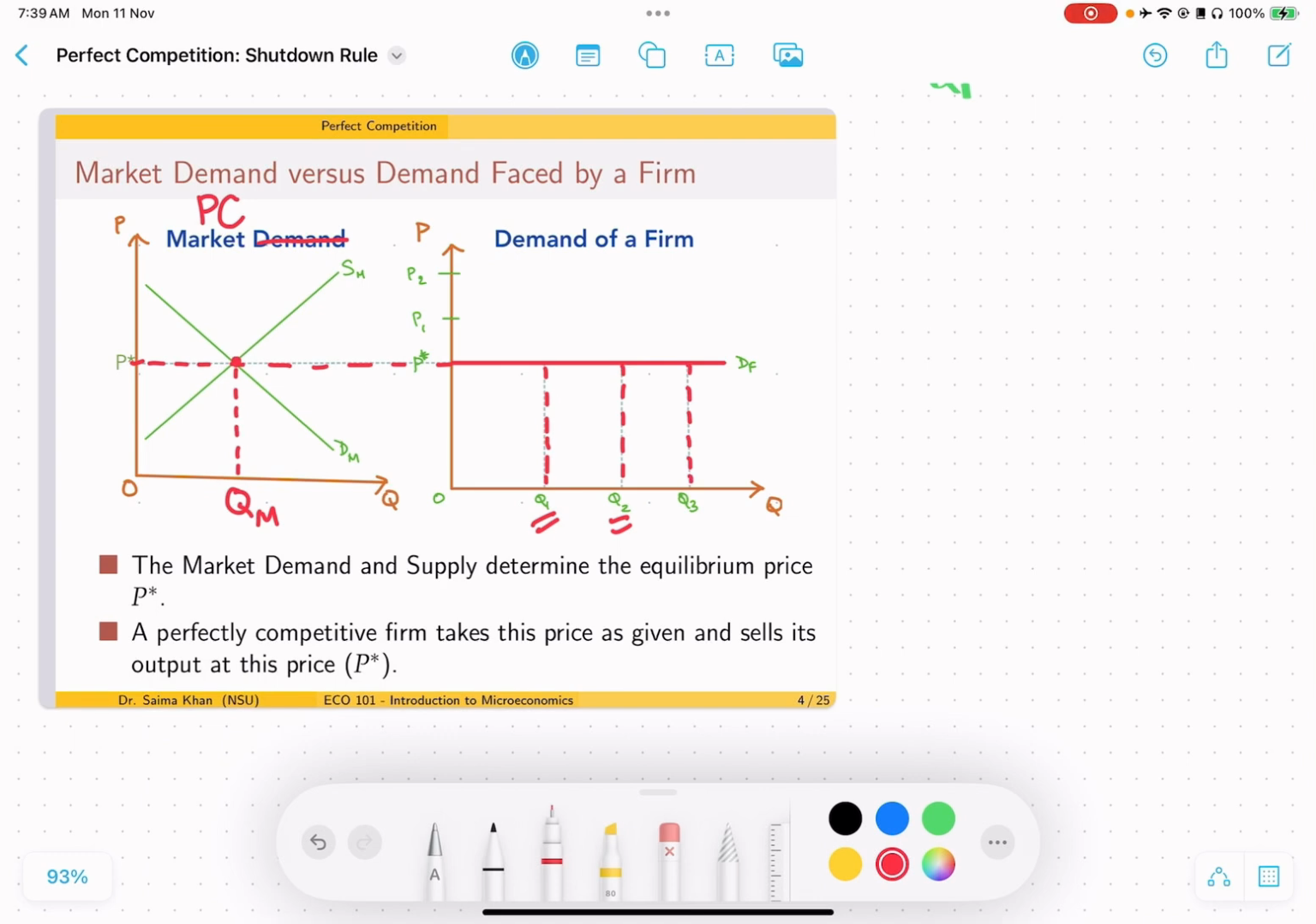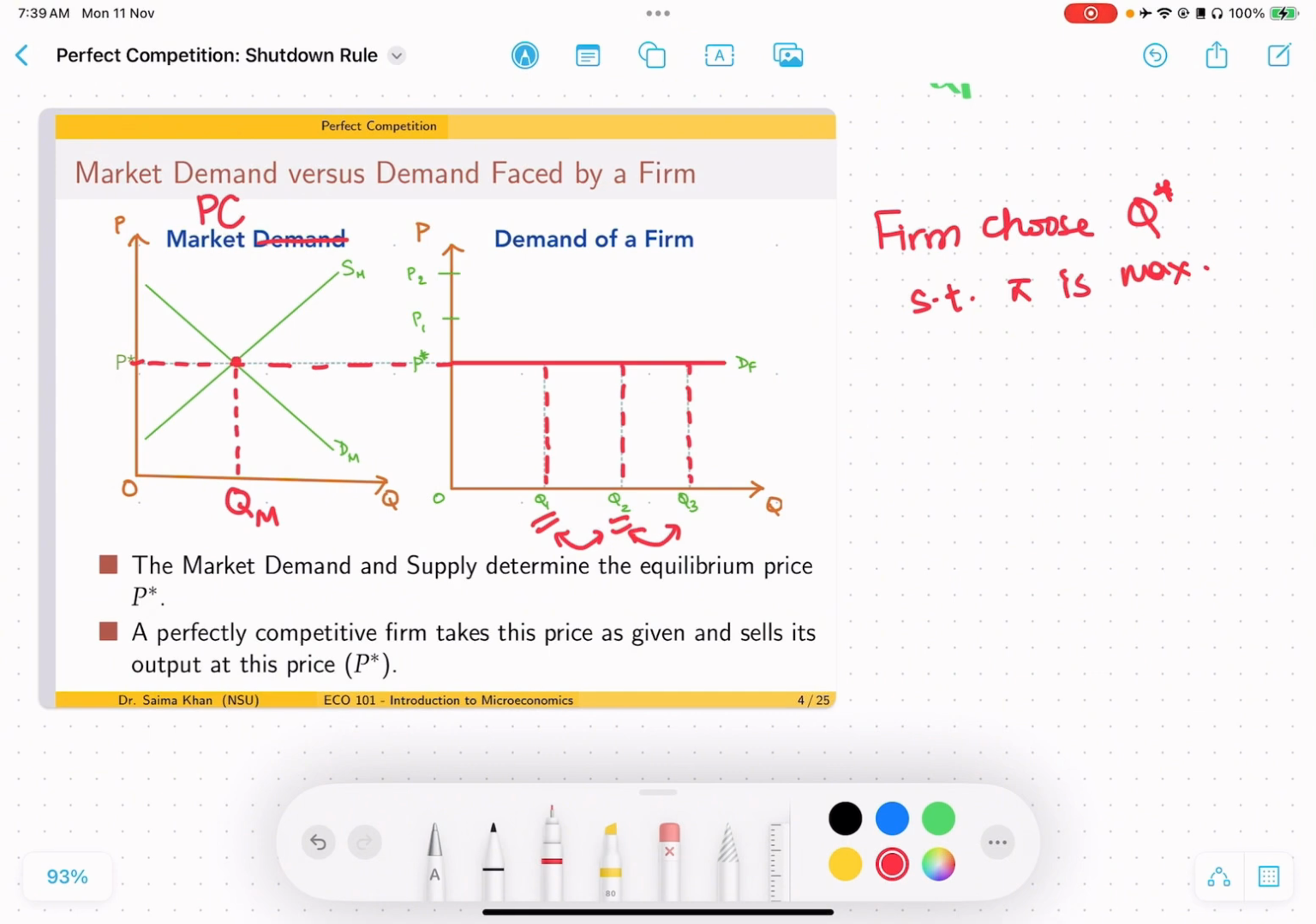Now, you may wonder how does a firm figure out whether to produce Q1, Q2, or Q3? That you're going to see in a later video, where you will realize that firms choose to produce a quantity Q star such that profit is maximized. So we will look at that in greater detail later.